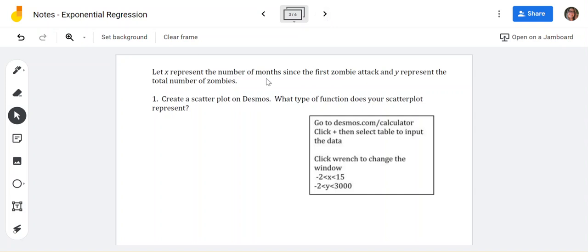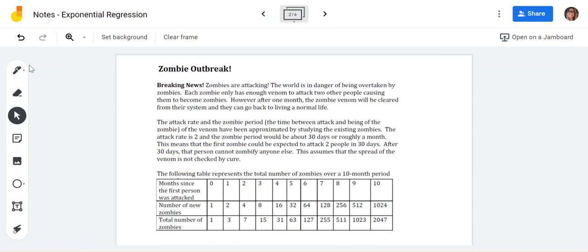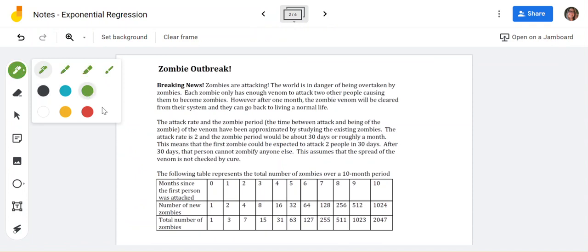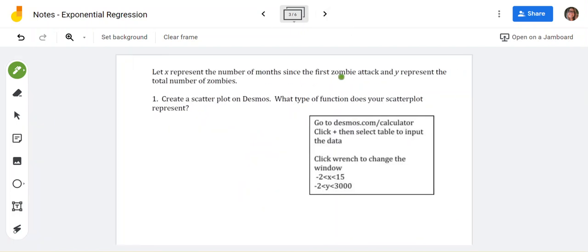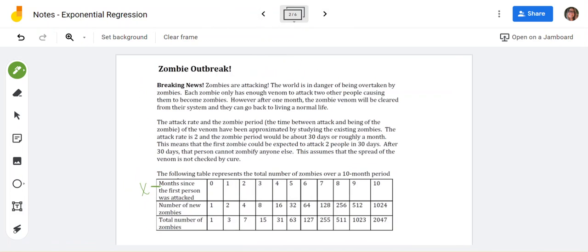So we're going to let X represent the number of months. Our top row here, those are our X's. And then our Y's are going to be the total number of zombies, so the bottom row. The middle row is just sort of there to help you see where our total number of zombies is coming from.